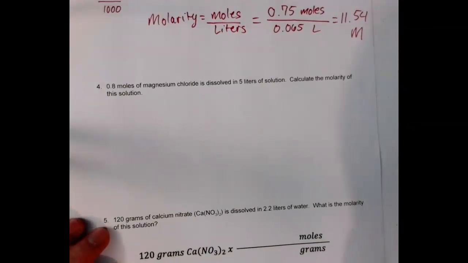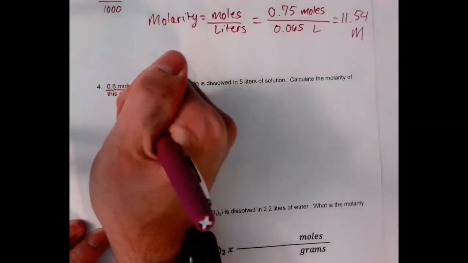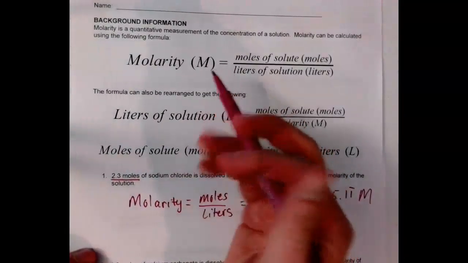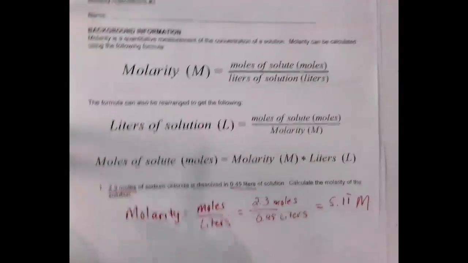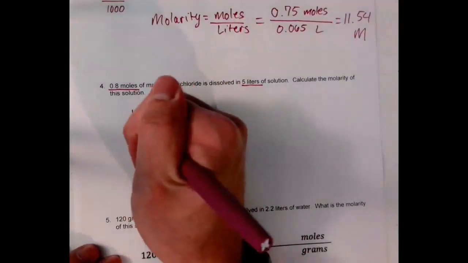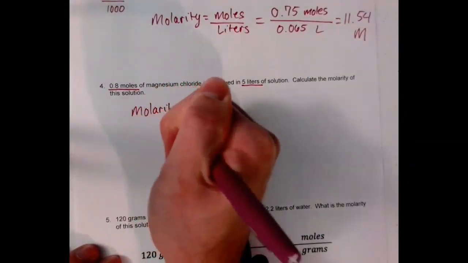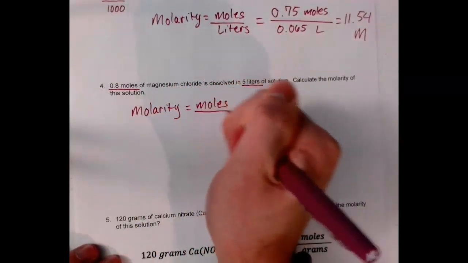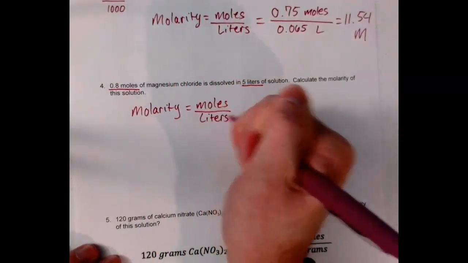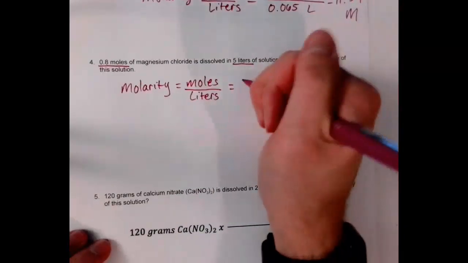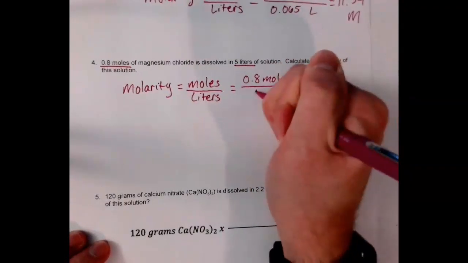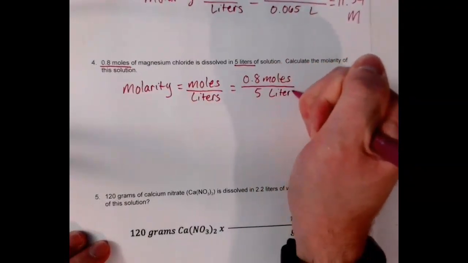Okay, so that's pretty easy. We have 0.8 moles, and we've got 5 liters. So if you look back at this page, we've got molarity equals moles divided by liters. So again, all we're going to do is plug this into this formula. So molarity equals moles divided by liters equals 0.8 moles over 5 liters.